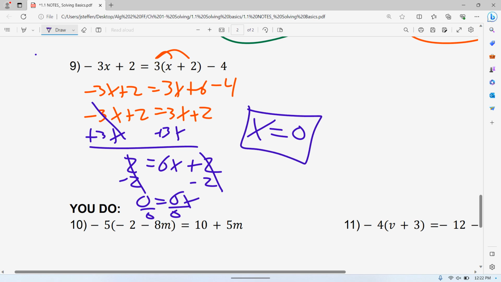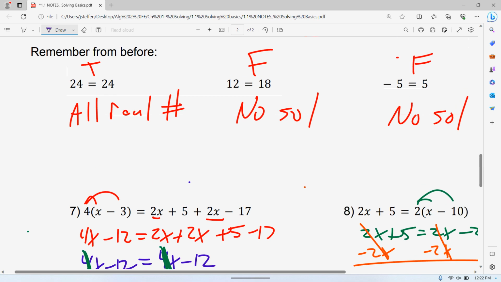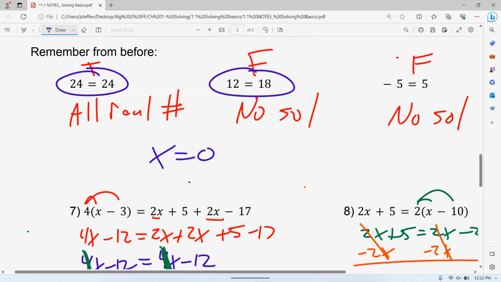Remember, in the review chapter, I had these where I give you these problems. I had 24 is equal to 24, 12 is equal to 18, and then I have one that says x is equal to 0. And you guys say, well, what do I write down for that? And I said, don't worry, you won't have that on the test. I'm just trying to plant that seed.